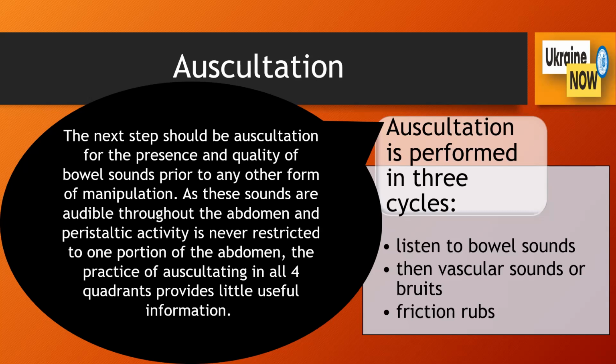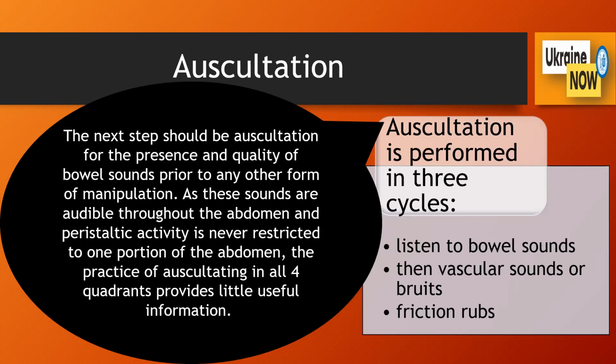Abdominal sounds are typically generated by peristalsis and blood flow, and sometimes friction rubs. Auscultation is performed in 2 or 3 cycles, each time listening for a particular sound rather than trying to listen for all the sounds at the same time. Initially, listen to the bowel sounds, then focus on vascular sounds or bruits. Finally, while rare, check to see if there are any friction rubs.